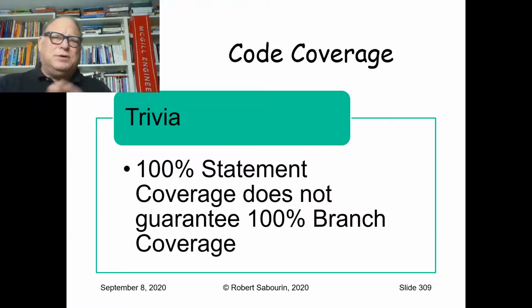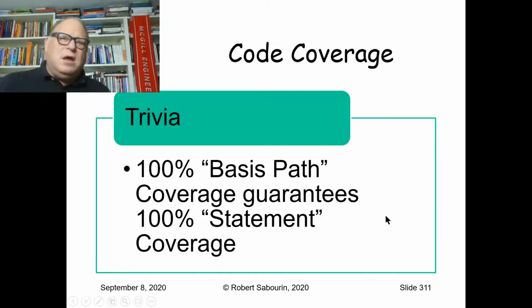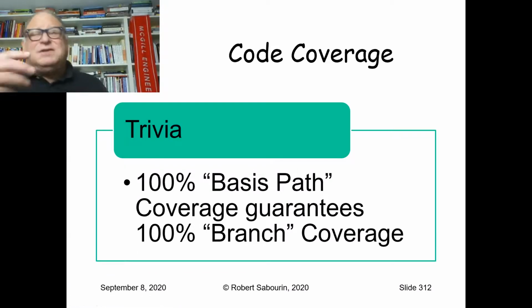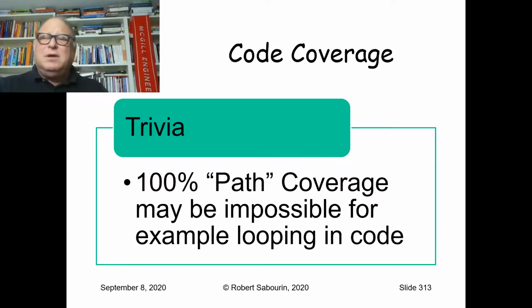Now, there's a little trivia here, which shows up once in a while, but it's important to note. 100% statement coverage does not in any way guarantee 100% branch coverage. 100% branch coverage does not in any way guarantee 100% path coverage. 100% basis path coverage does guarantee 100% statement coverage. 100% basis path coverage does guarantee 100% branch coverage. And 100% path coverage may be impossible. For example, if we have looping in the code, it may be impossible to do 100% path coverage.